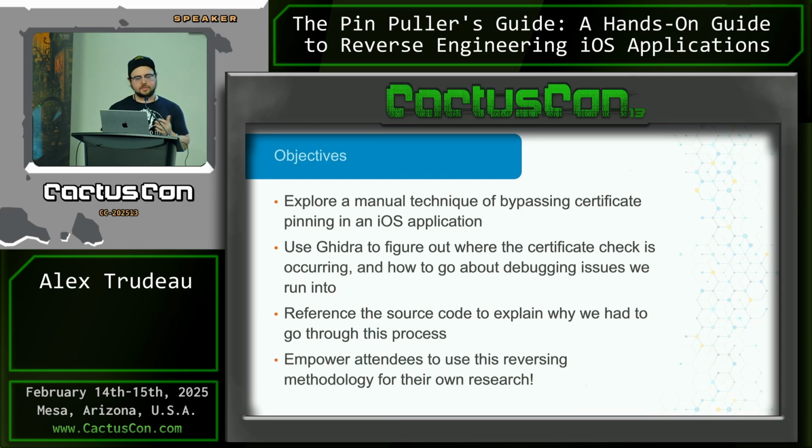So the objectives for today are to explore a manual technique of bypassing certificate pinning in an iOS app. We're going to use NSA's Ghidra to figure out where the certificate check is occurring and how to go about debugging issues that we'll inevitably run into. We're going to reference the source code and explain why we had to go through this process. But more importantly, I want to empower all the attendees to use this reversing methodology for their own research.